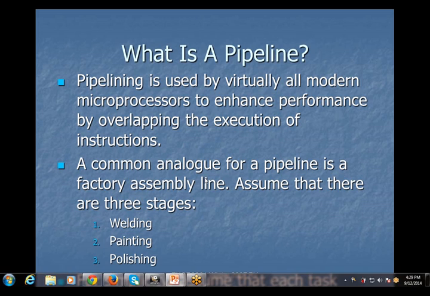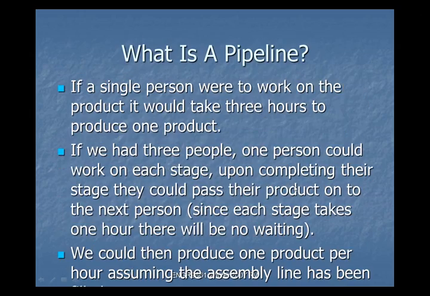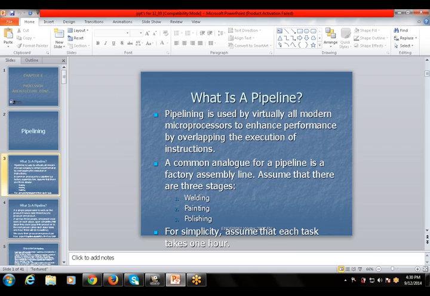A common analog for a pipeline is a factory assembly line. Assume there are 3 stages in a factory, like welding, painting, polishing. So first of all, welding is done, then painting is done, and after that a finishing is given in the factory assembly line so that the product can be available in the assembly part. For simplicity, assume that each task takes 1 hour.